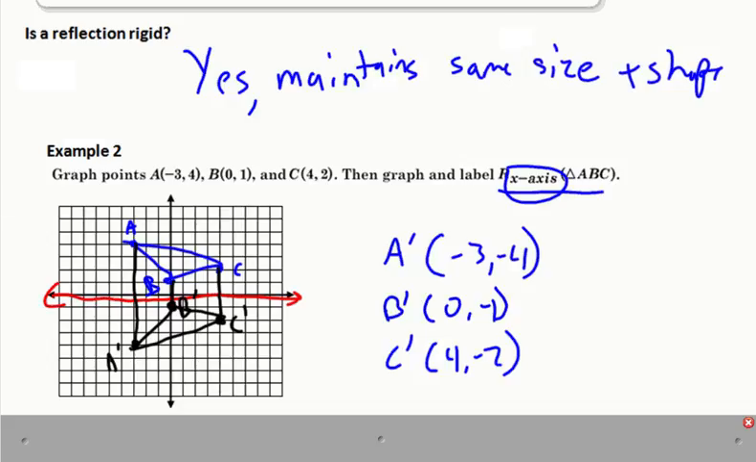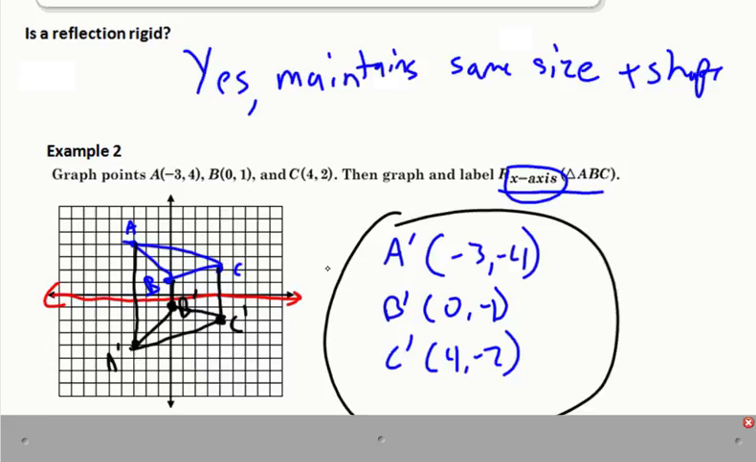And again, my red line's a little bit off there, but if we look at the ordered pairs, this would be 4, -2, which is what I said for C prime. 0, -1 for B prime, and -3, -4 for A prime. So really, when you're doing it over the x-axis, you change the y values, make the opposite sign. And it'd be opposite for doing it over a vertical line.